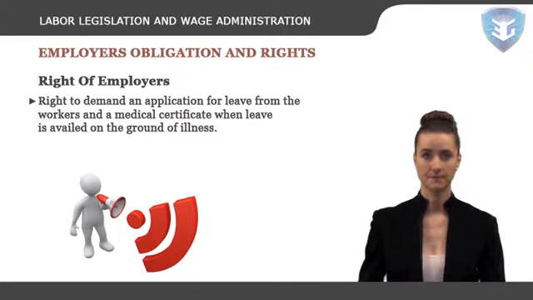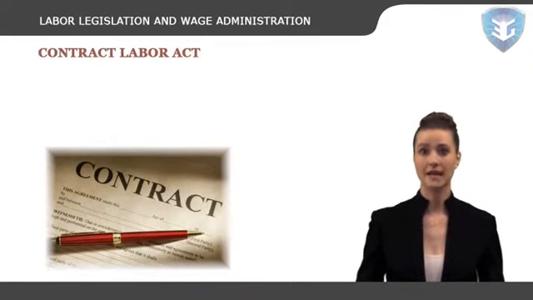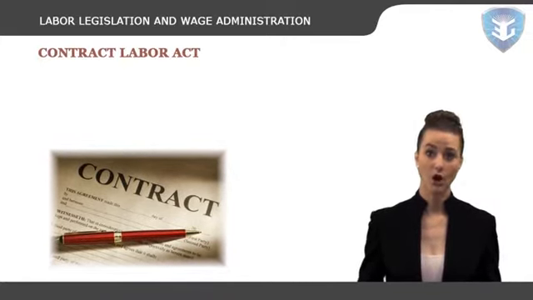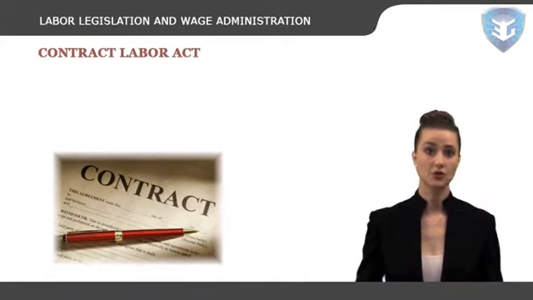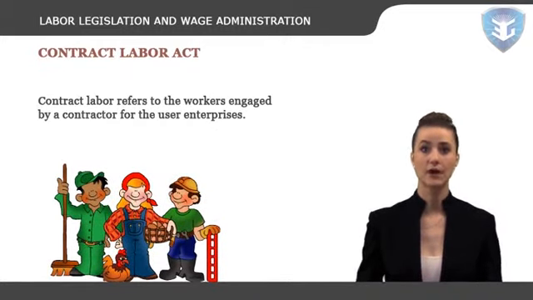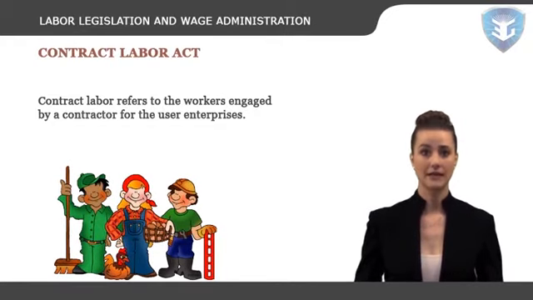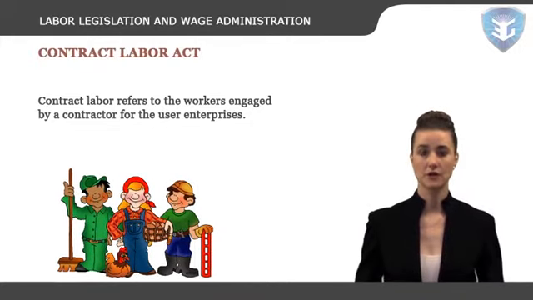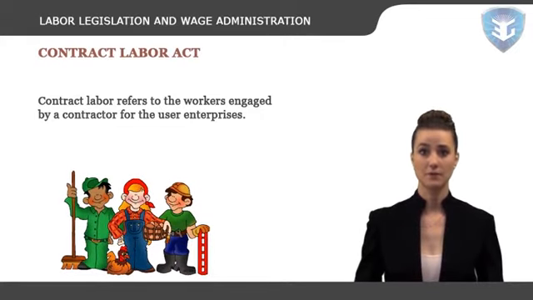The Contract Labour Regulation and Abolition Act aims at regulating employment of contract labor so as to place it at par with labor employed directly, with regard to the working conditions and certain other benefits. Contract labor refers to the workers engaged by a contractor for the user enterprises. These workers are generally engaged in agricultural operations, plantation, construction industry, ports and docks, oilfields, factories, railways, shipping, airlines, road transport, etc.